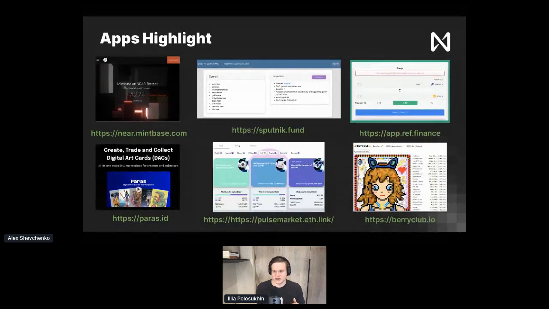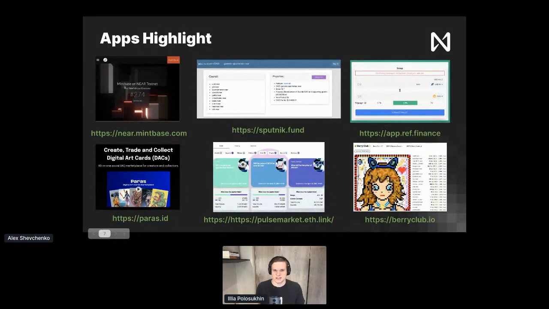And then we have Paras and Mintbase, 2 marketplaces coming from different directions, pretty much providing creators a place to offer their art, and in the case of Mintbase, having a wide variety of use cases. So these are 6 highlights I wanted to make, but there are actually plenty more apps already launched, and even more are building.